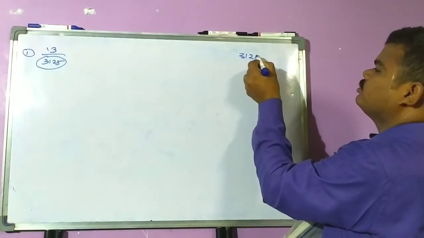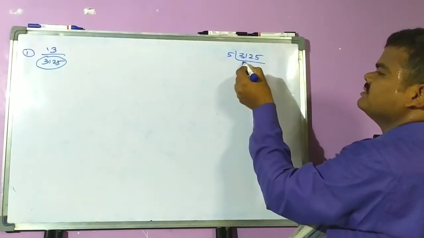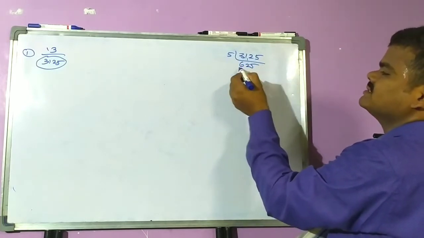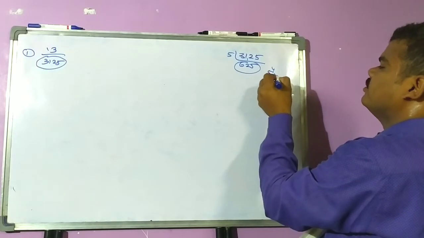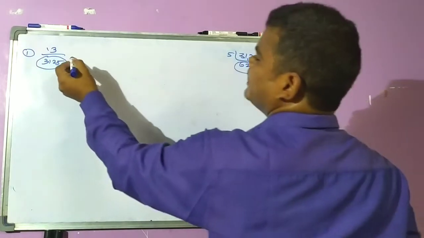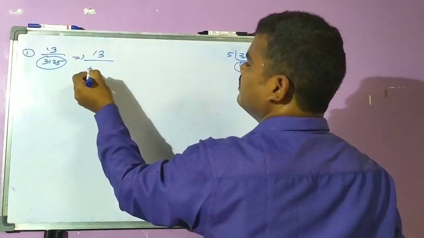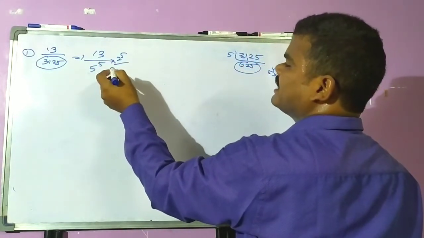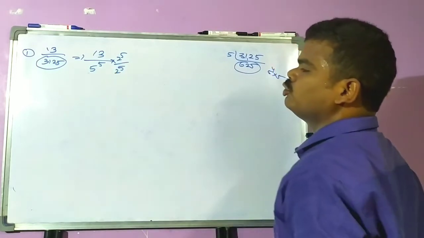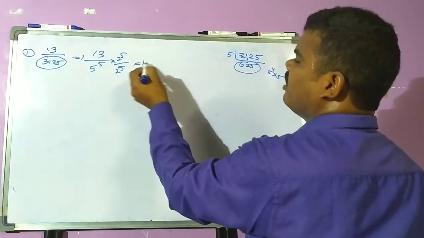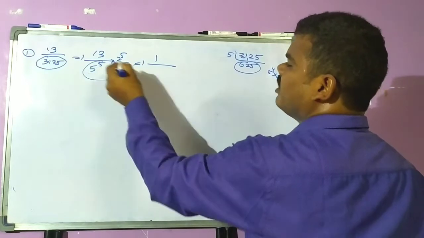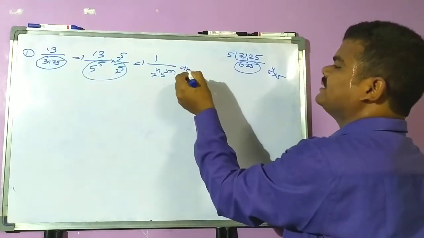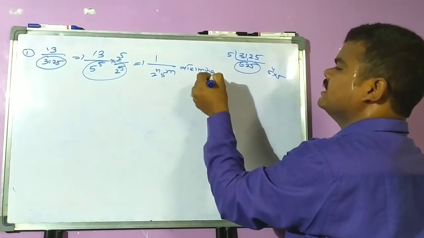This 3125 can be expressed as a prime factorization. 3125 is 5 to the power of 5. So the denominator can be expressed as 5^5, and it is in the form of 2^n × 5^m. So this is a terminating decimal expansion.